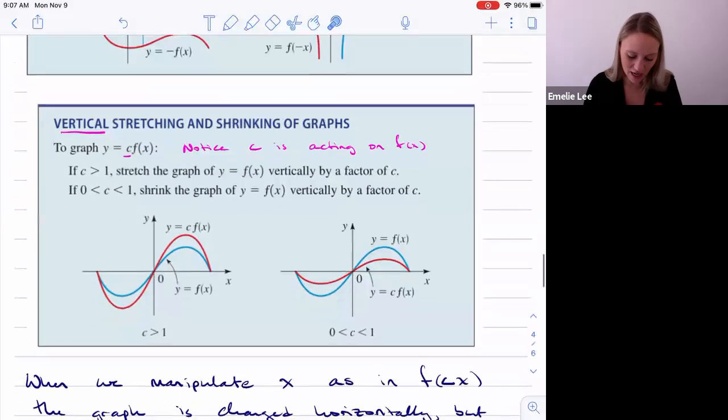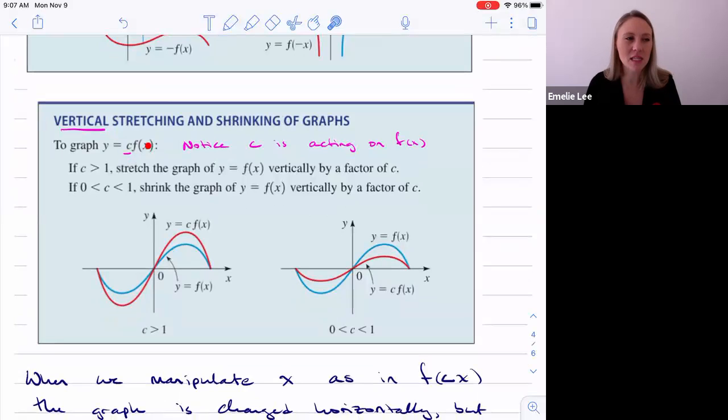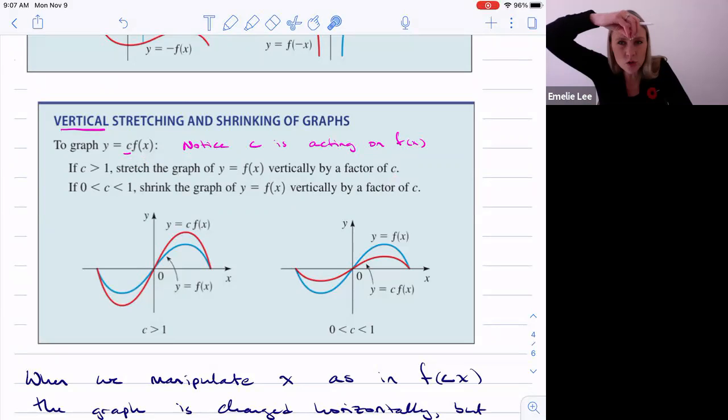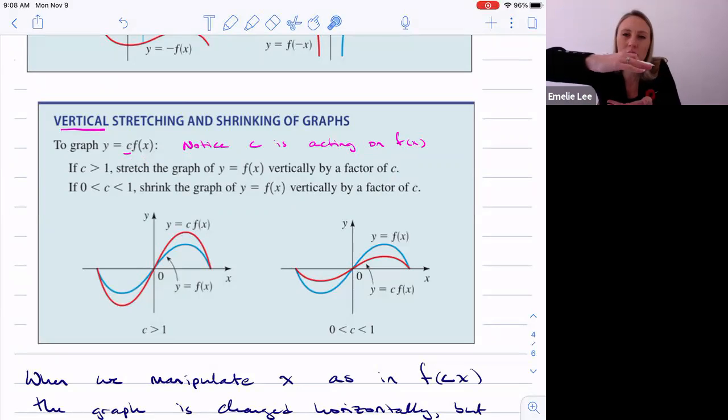Who knows? And so if you've got the c, notice the f of x, that's what I was saying. y is f of x. If the c is manipulating the f of x, then you're manipulating things vertically, on the y. If c is greater than 1, then you're going to stretch by a factor of c. You stretch it like this, and if c is between 0 and 1, then it essentially shrinks vertically by a factor of c, where c is between 0 and 1.